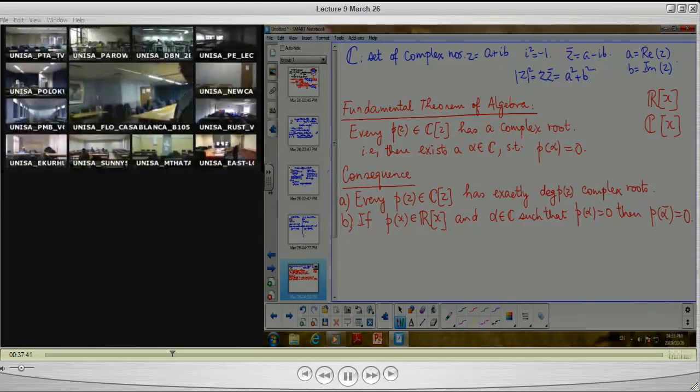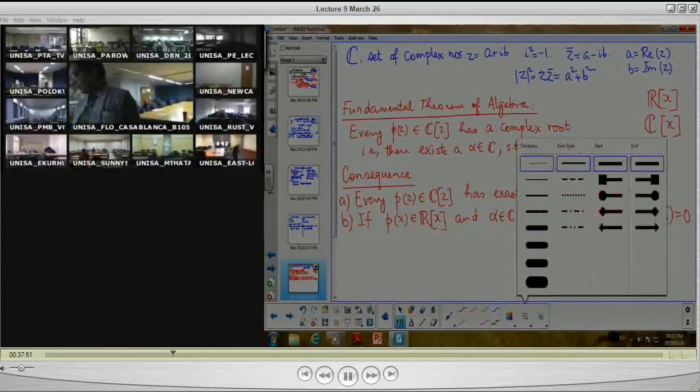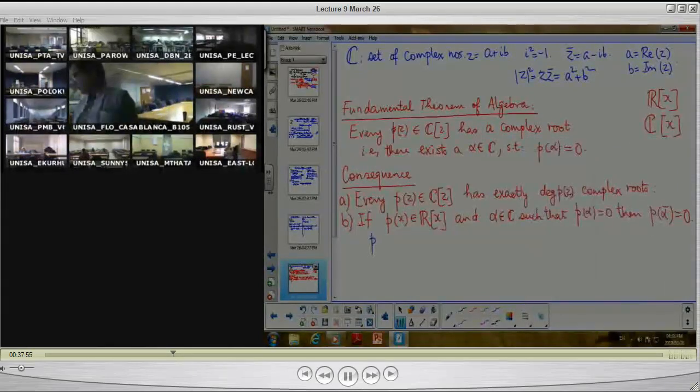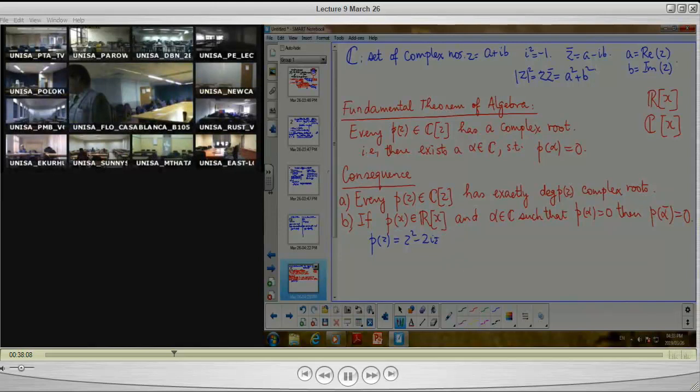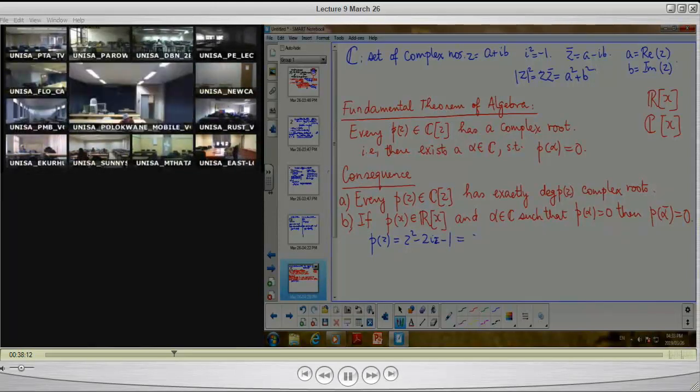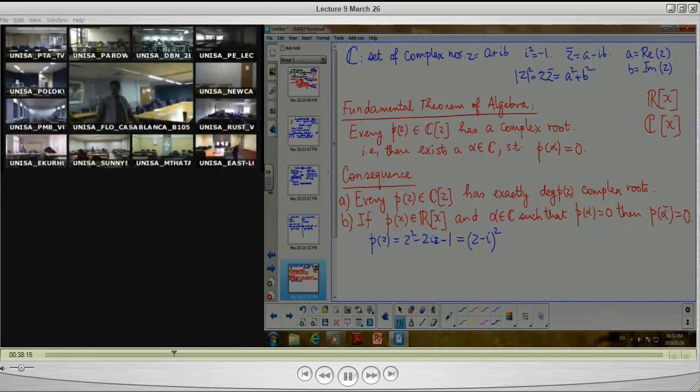When, just now, for instance, here is an example. Suppose you take p(z). This is nothing else but (z minus i) squared. And its roots are therefore only i and i. It's z squared minus 2iz.